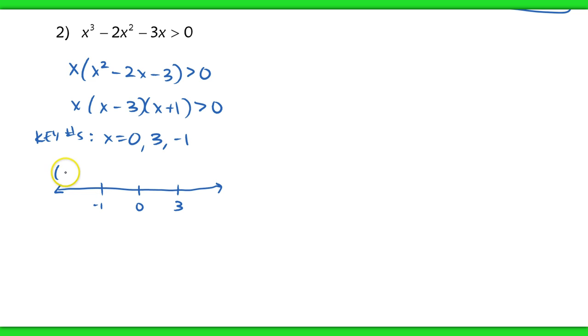Okay, so this interval here, it's splitting this up into 4 parts again. We have from negative infinity to negative 1, from negative 1 to 0, from 0 to 3, and from 3 to positive infinity. Alright, so what we're going to do is test this factored expression, x times x minus 3 times x plus 1. I'm just going to leave it one time.